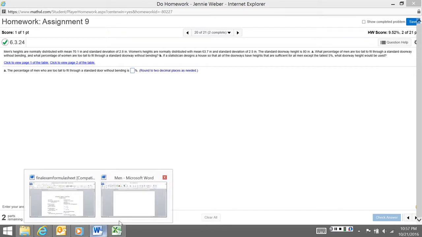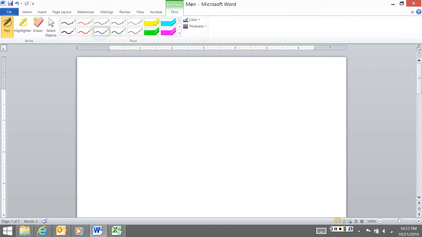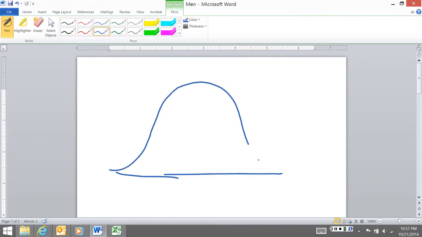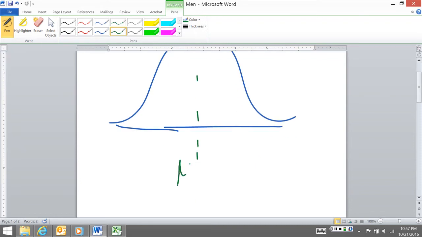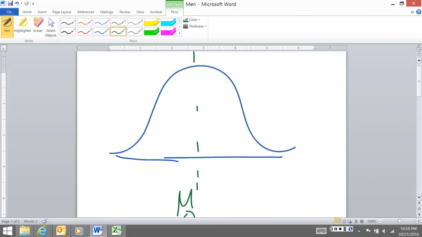Okay, well, let's see what we've got here. It's always good to start with the picture. That should be the first thing you always do, is draw the picture. So what do we got going on here? We have our normal little curve here, and here's our mean. As a z-score, this mean is 0. But for men, it's 70.1 here, and women 63.7. We want to be out here at 80, and we want to know how much of men and women are over this 80.